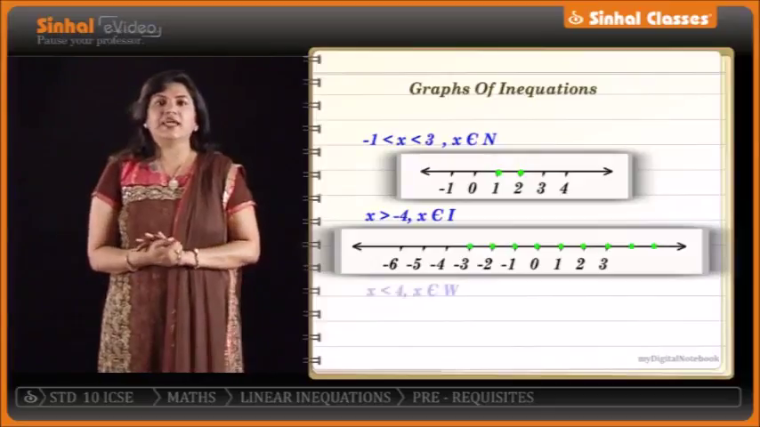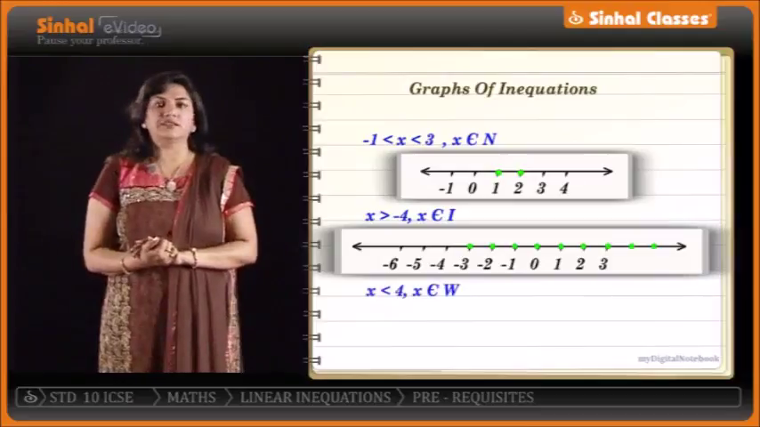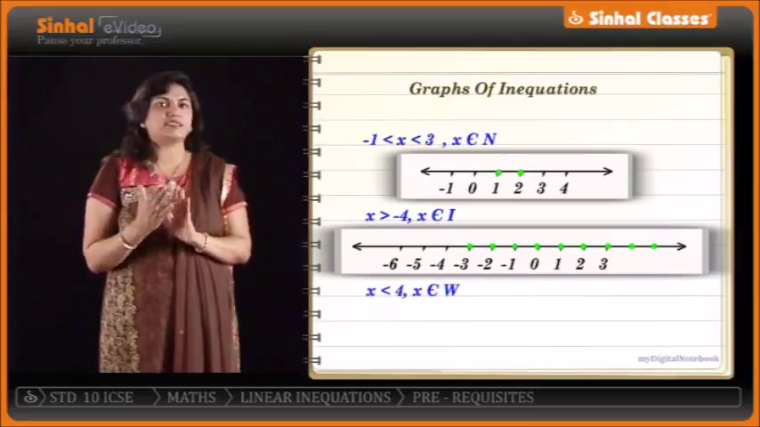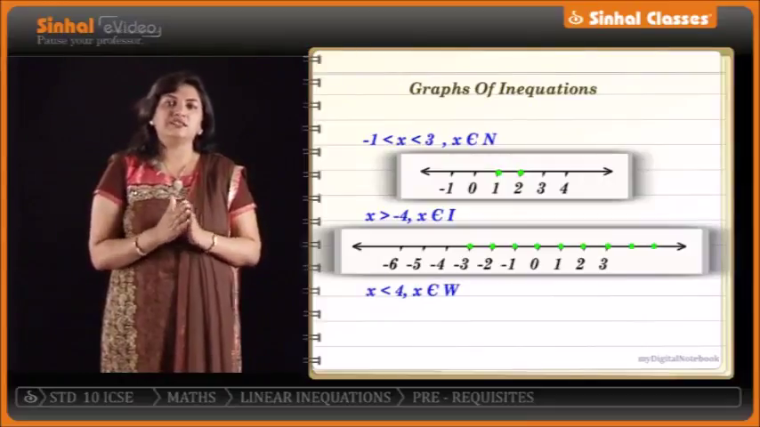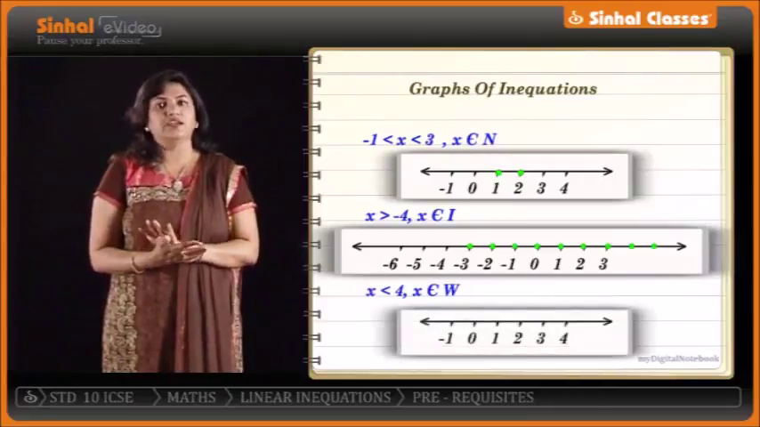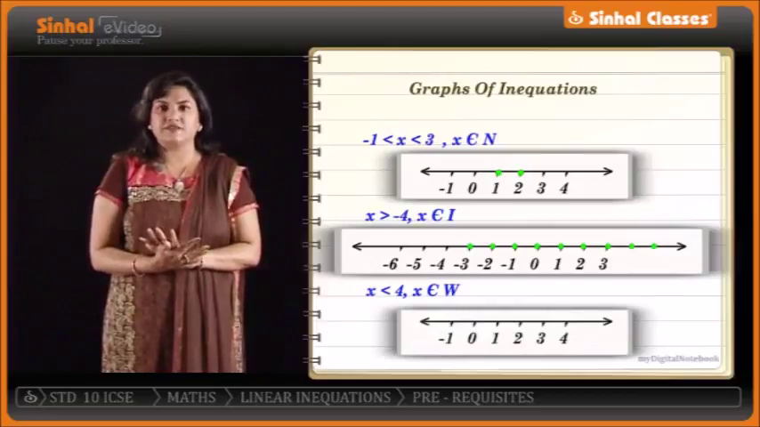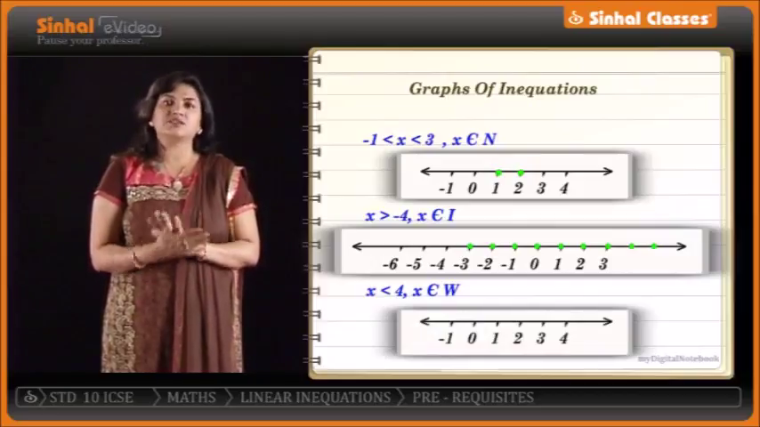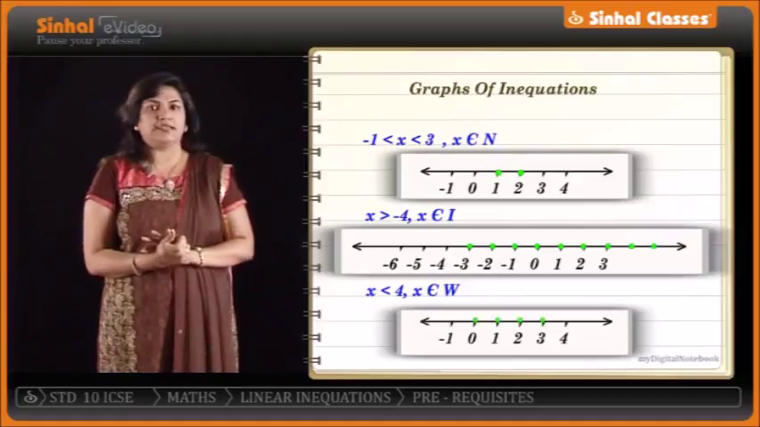Third example, x less than 4, x belongs to whole numbers. Now we have x less than 4 and whole numbers start from 0. So we have 0, 1, 2, 3. 4 not possible because we are given x less than 4. Now we mark dots at 0, 1, 2, 3 and the number line is done.